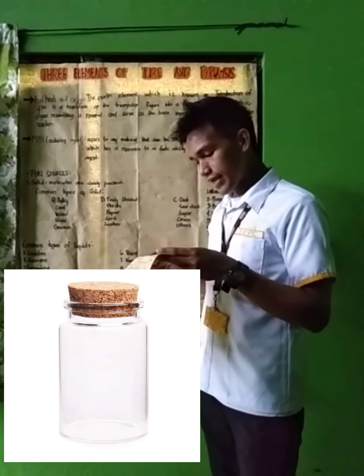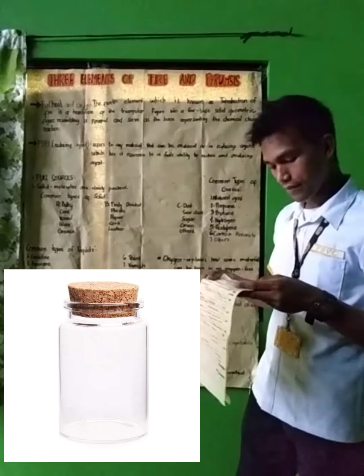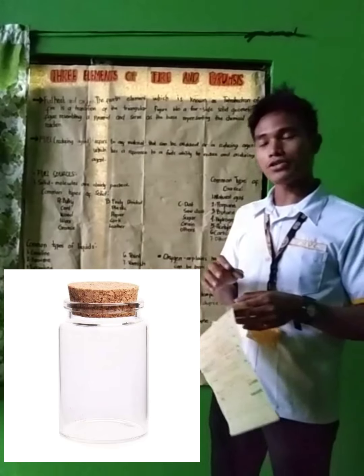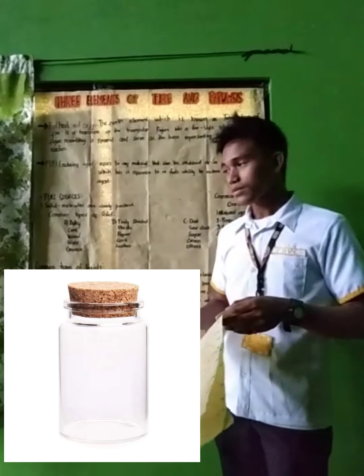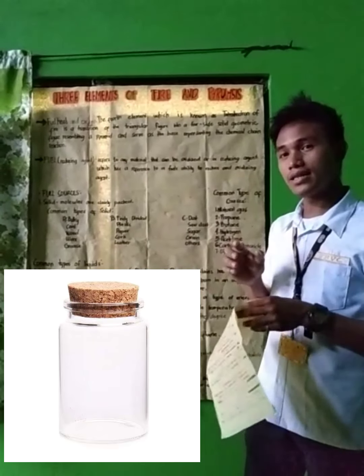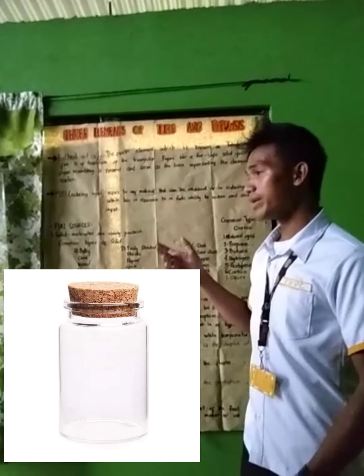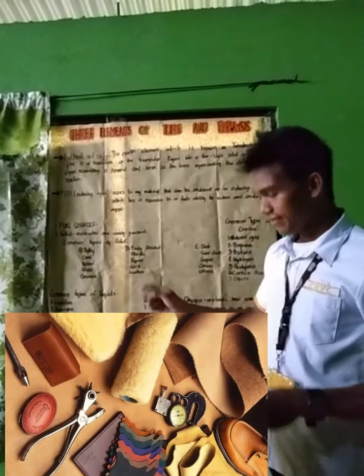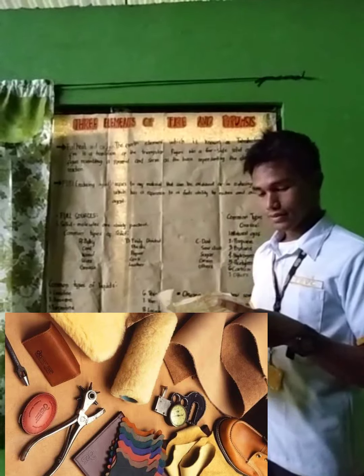Cork is a buoyant light brown substance obtained from the outer layer of the cork oak. Have you ever seen a bottle of vinegar? In the mouth of the bottle of vinegar, there is a seal or a stopper. That seal or stopper is the cork. It is used as a sealant or a stopper so that the liquid substance inside could not leak. Next, leather.